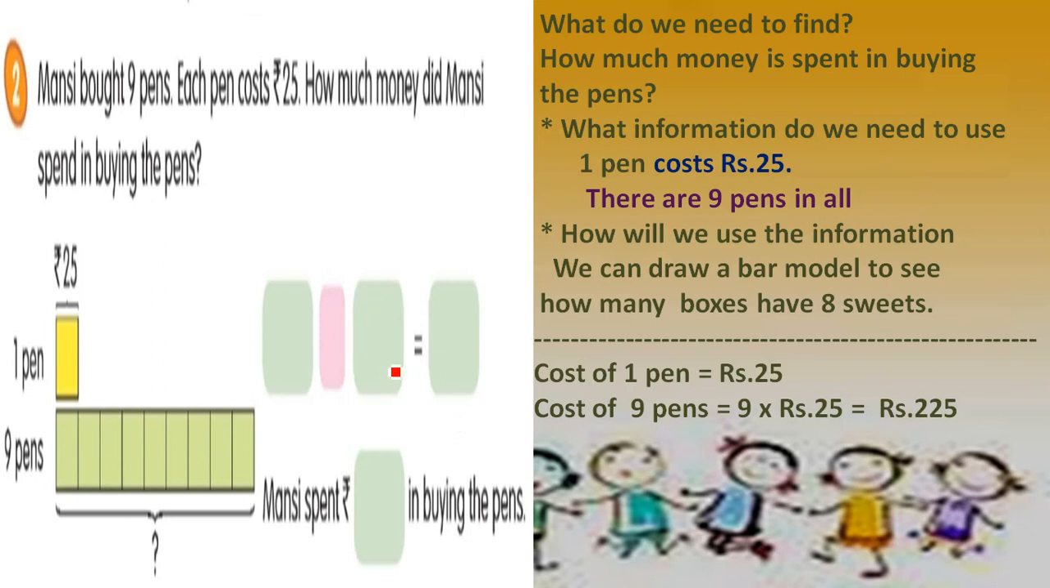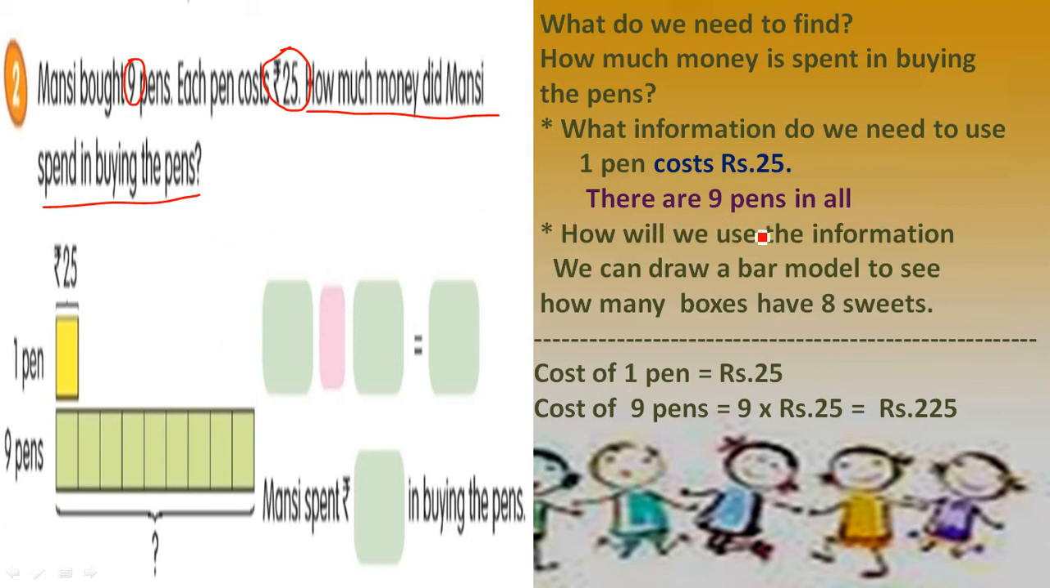So dear children, let us take an example. Here the question is, Mansi bought 9 pens. Each pen costs rupees 25. How much money did Mansi spend in buying the pens? So what do we need to find? We need to find how much money was spent in buying the pens. What information do we have? The cost of each pen is rupees 25, and the number of pens is 9. So one pen costs rupees 25 and there are 9 pens in all.